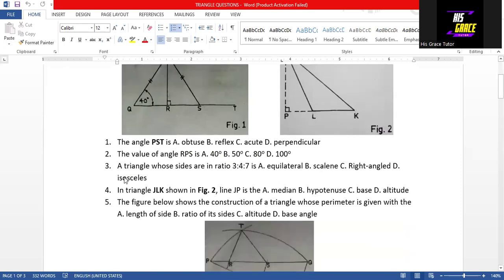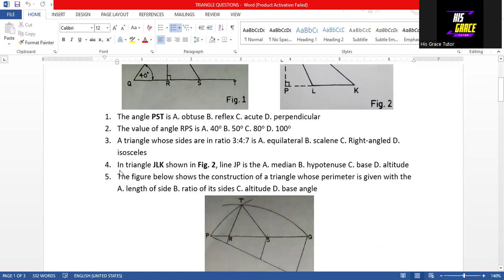Then question 3, we have that a triangle whose sides are in ratio 3, ratio 4, ratio 7 is a scaling triangle. It's a scaling triangle. Because the ratio of sides is given in this form, so they are different. As a result of that, you have a scaling triangle. That is option B is the answer to question 3. Then we move to question 4.